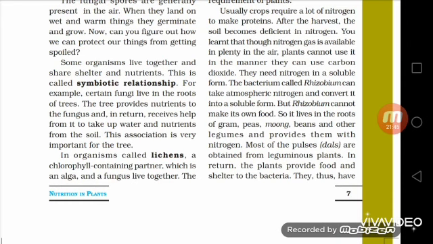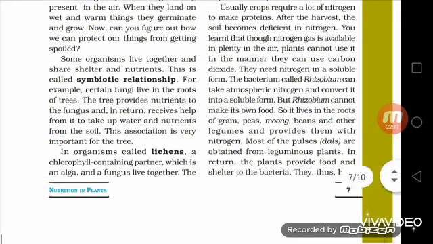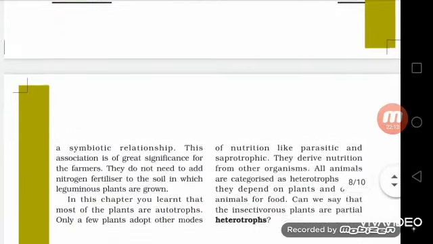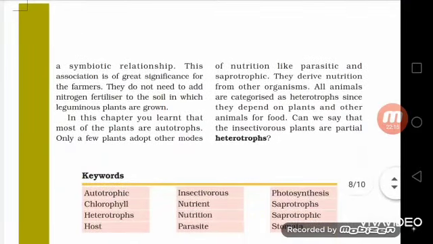So it lives in the roots of gram, peas, mung, beans, and other legumes and provides them with nitrogen. Most of the pulses, that is dals, are obtained from leguminous plants. In return, plants provide food and shelter to bacteria. Okay, bacteria give nitrogen to plants and plants give shelter as well as food to bacteria. Thus, they have a symbiotic relationship.